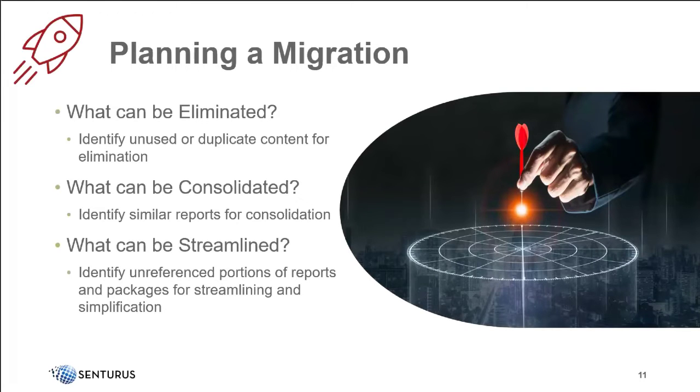And there's a question of what can be streamlined. Over time, especially if you have Cognos, you've probably had Cognos for a long time, and you get package bloat, you get report bloat. What you find is over time, there are portions of packages and reports that are kind of orphaned. They're still in there, but they're not actually referenced by anything. If you can figure out what pieces are not actually being used, you can leave those out when you do your migration. Again, this simplifies the migration, makes for a cleaner target platform, and also saves you time in the process.